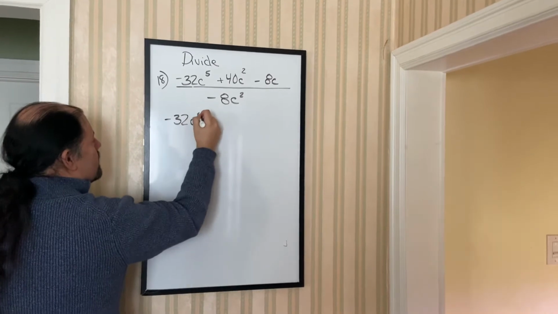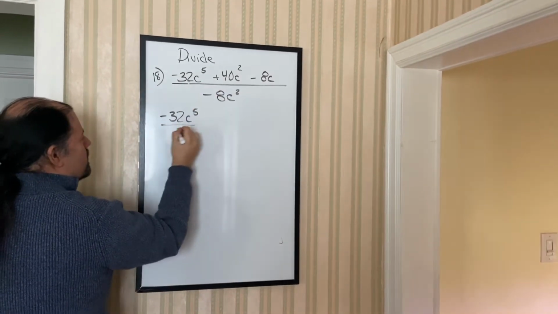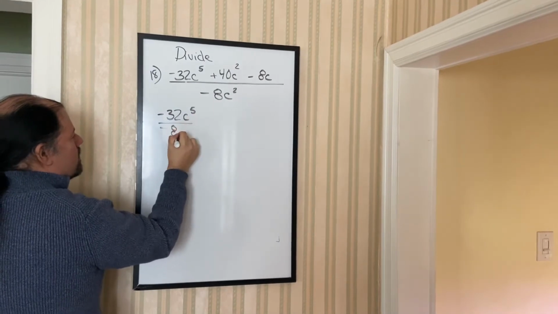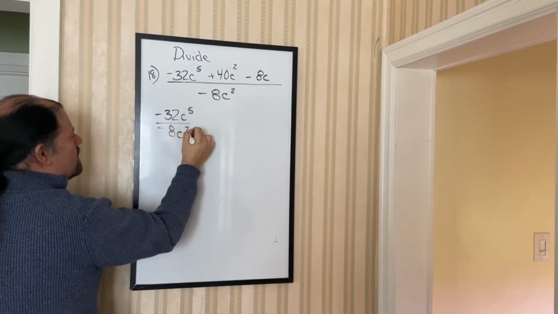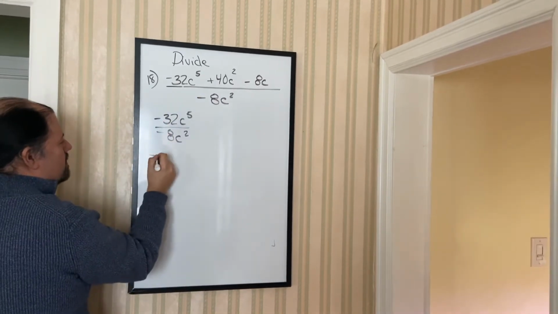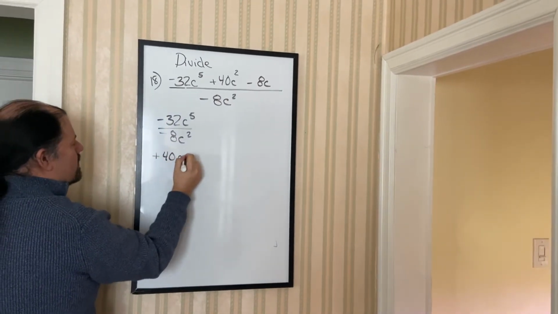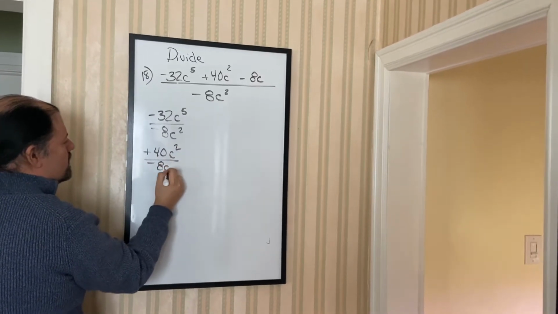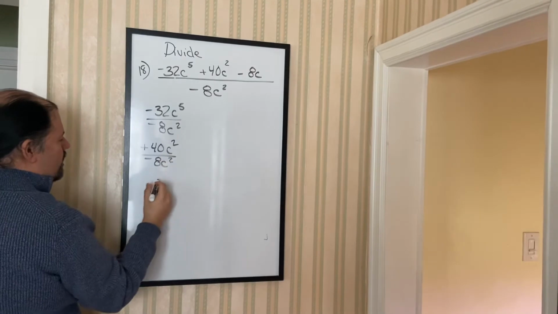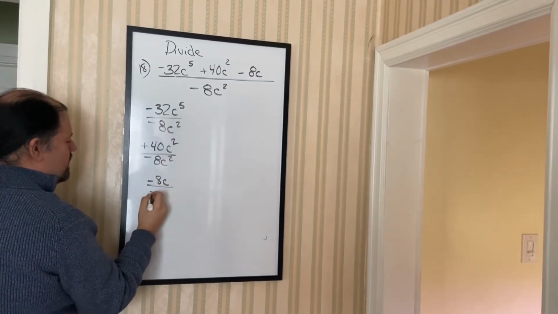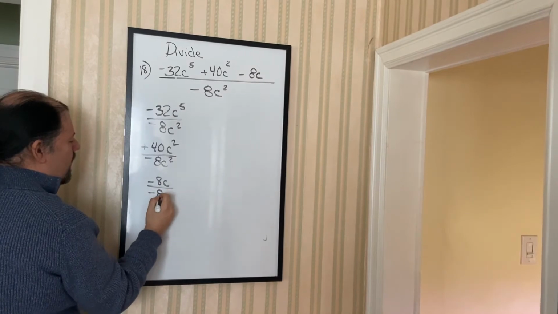So all I'm doing is taking each of these terms and putting over negative 8c squared. Make sure you bring over the signs. So remember that's a negative, I brought that down. And then the second piece, positive 40c squared over negative, same monomial. And then our final one. Basically, I made mini problems.